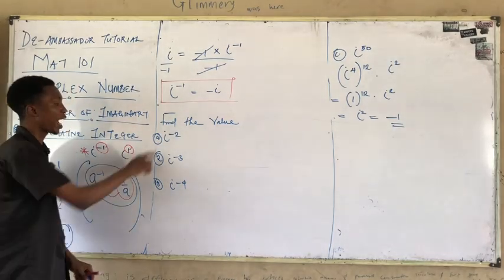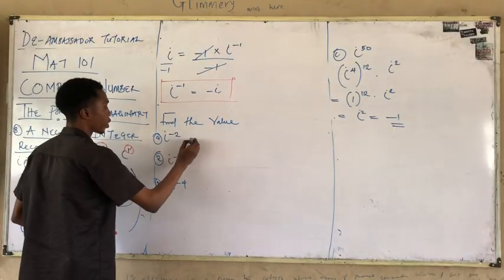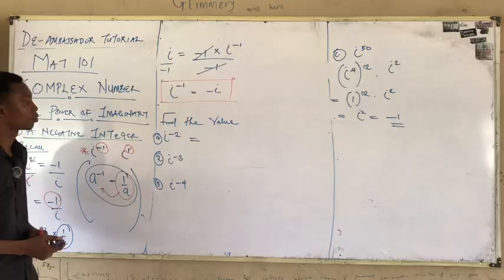We want to find the value when i is -2, when i is -3, and when i is -4.